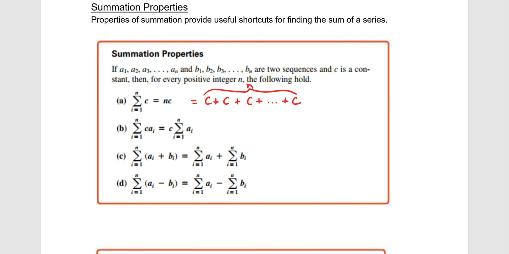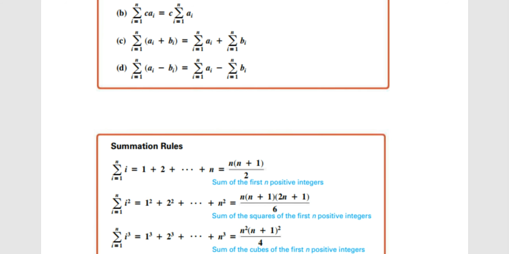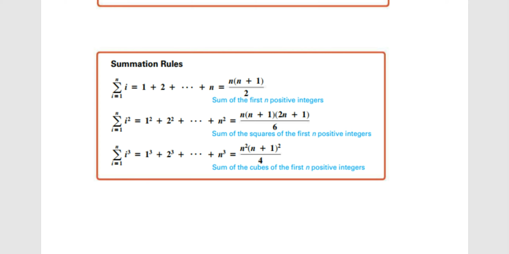And the next one, if we have a summation of two different terms inside of here that both depend on I, we can do them separately and give them both their own summation. And same thing with subtraction, we can give them both their own summation with subtraction also. And then here's also a couple other little rules that come in handy.